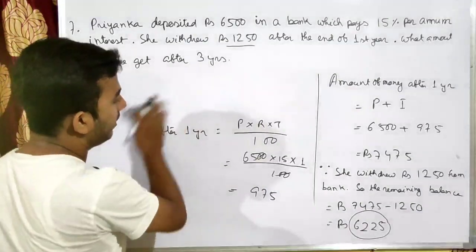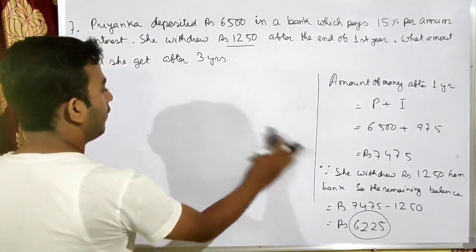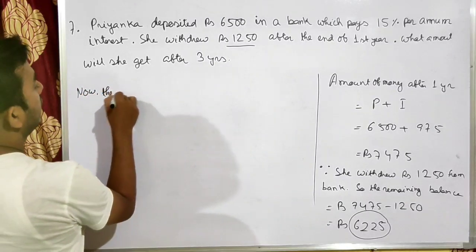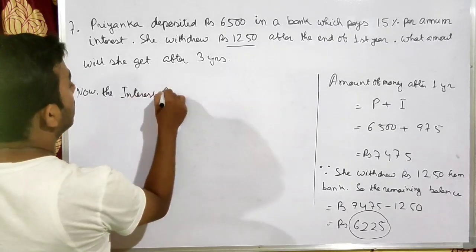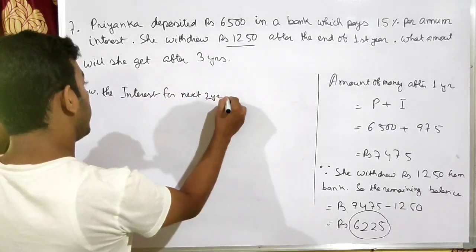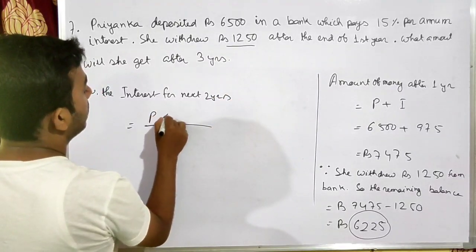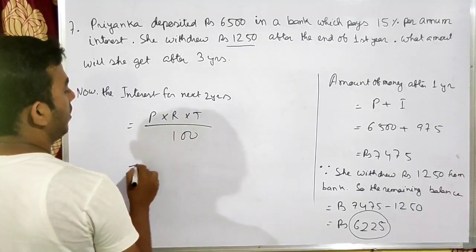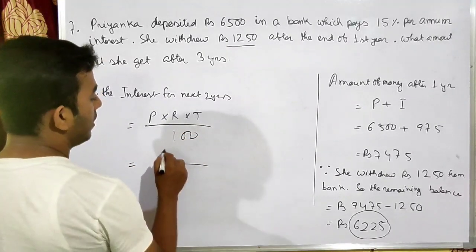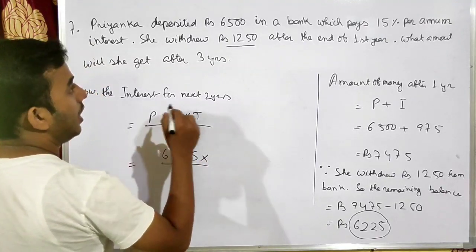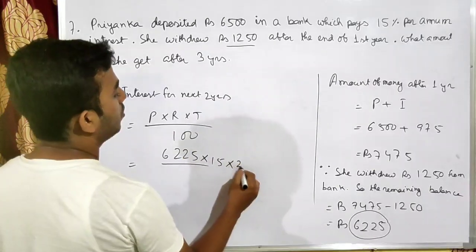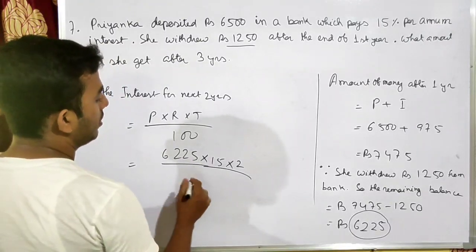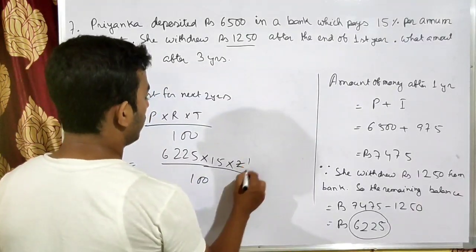So now the interest of the next 2 years, we'll write now the interest for the next 2 years. The interest will be P into R into T divided by 100, isn't it? This is our only relation to find interest. So here P is how much? 6225 into R, R is 15, into T, T is 2, upon 100. Sorry, 100.